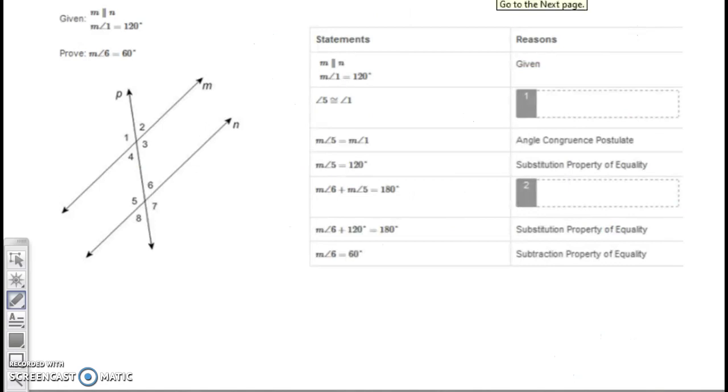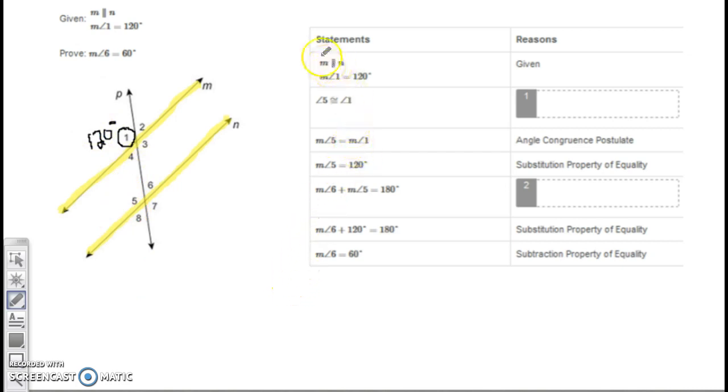And then the last one is a proof. Yay! So it starts off by giving us that M is parallel to N. So I'm going to go ahead and highlight those. And it tells us that the measure of angle 1 is 120 degrees. And our ultimate goal is to prove that the measure of angle 6 is 60 degrees.